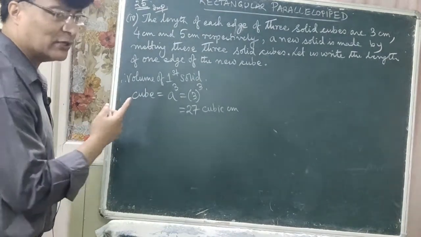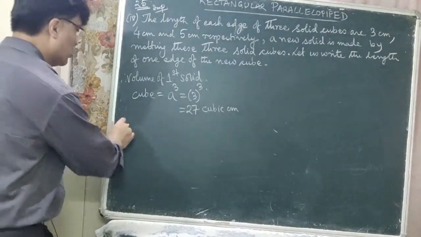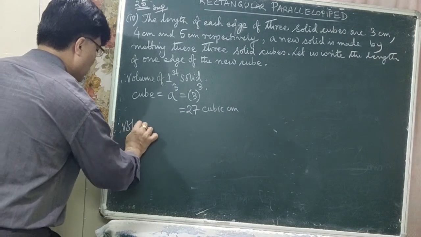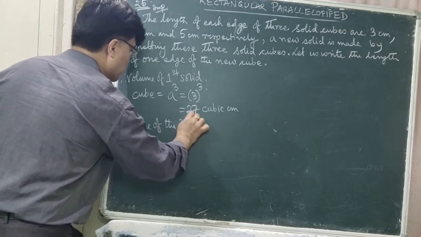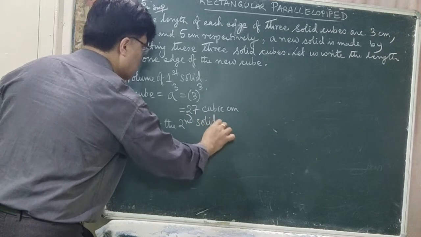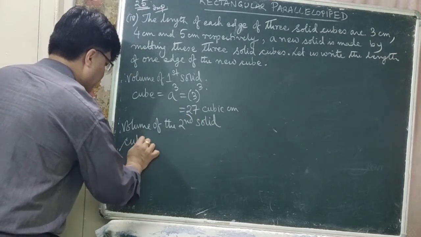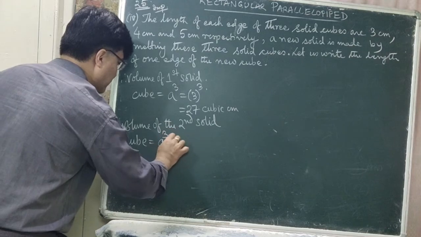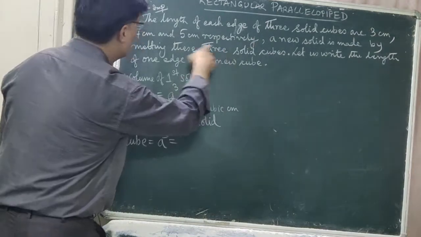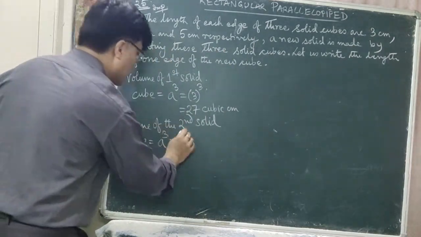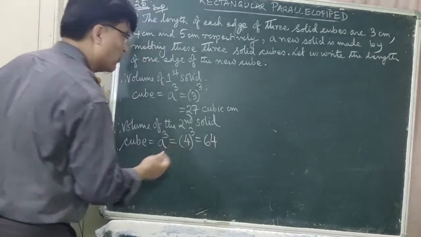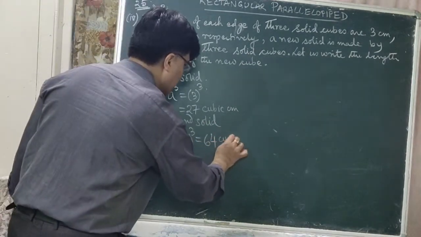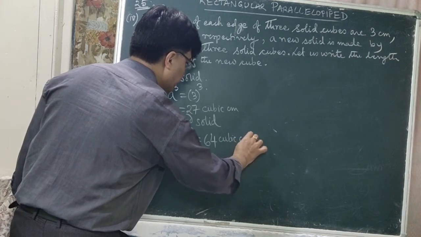Okay, so similarly you can find out the volume of the second solid cube. Therefore volume of the second solid cube is equal to, that is also A cube, which is equal to, instead of 3 there is 4. Now this is your 4 whole cube, which is equal to 64. You know that, isn't it? That is also cubic centimeter.